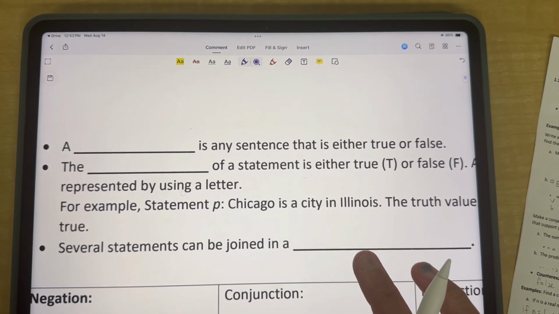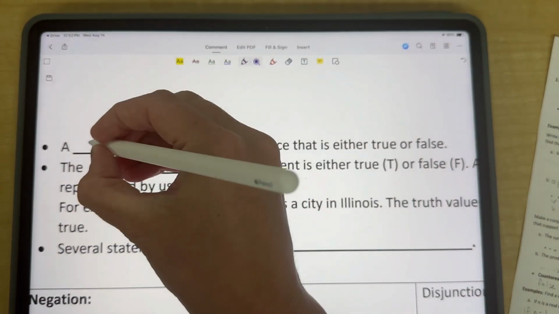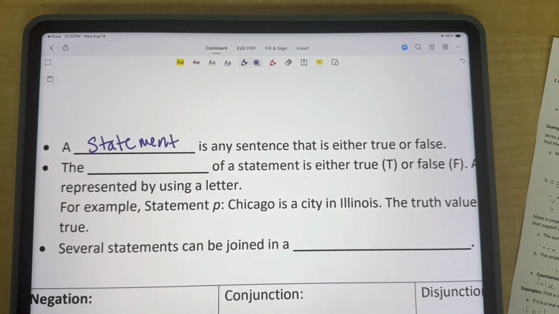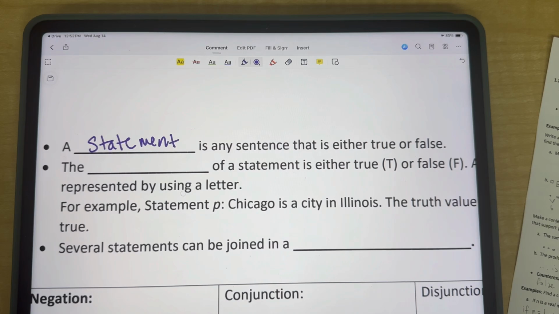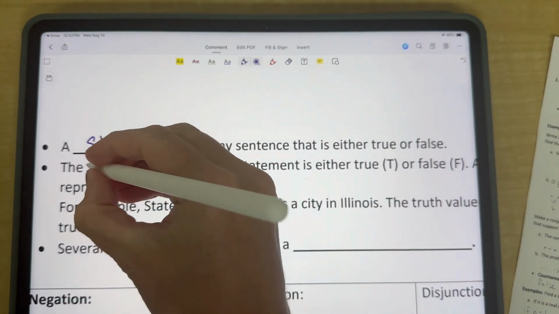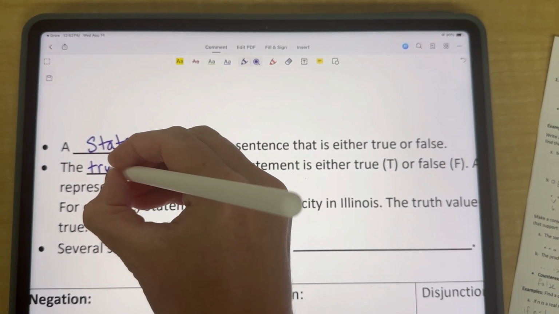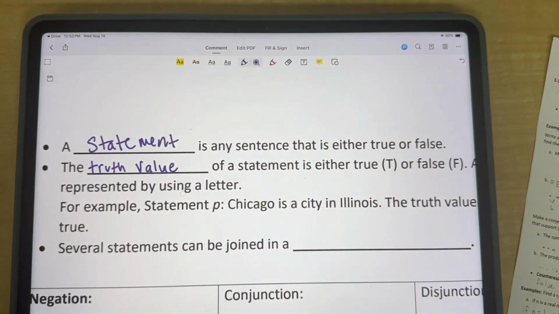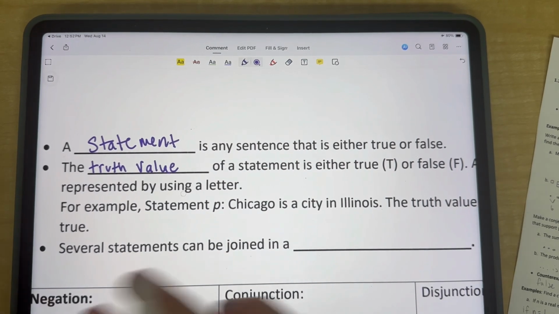A blank is any sentence that is either true or false. So I can make a statement, and maybe it's true, maybe it's false. If it rains outside, my shoes are going to be wet. That could be true. Maybe you guys can find a way that will be false. So what we do then in geometry is come up with a truth value. Again, you're going to have to write real small. Truth value. The truth value of a statement is either true or false.